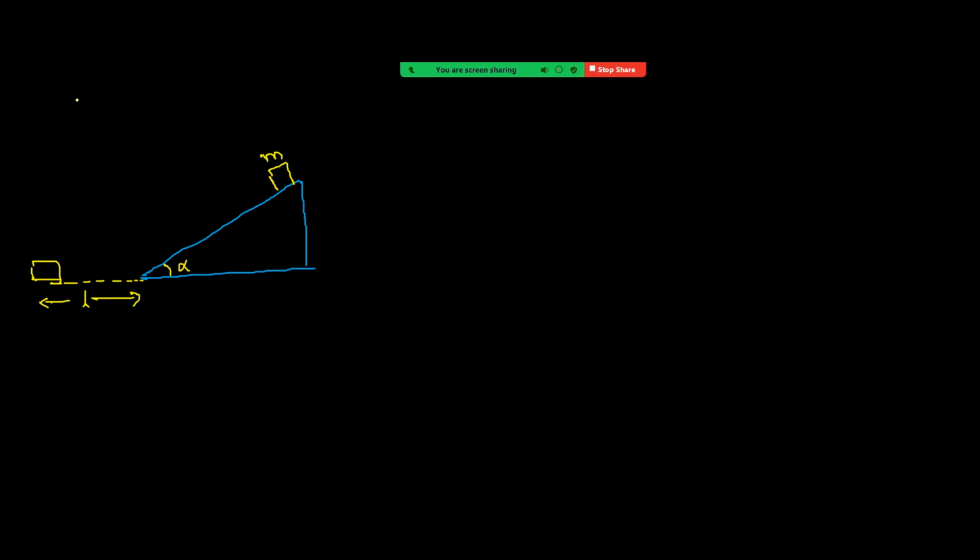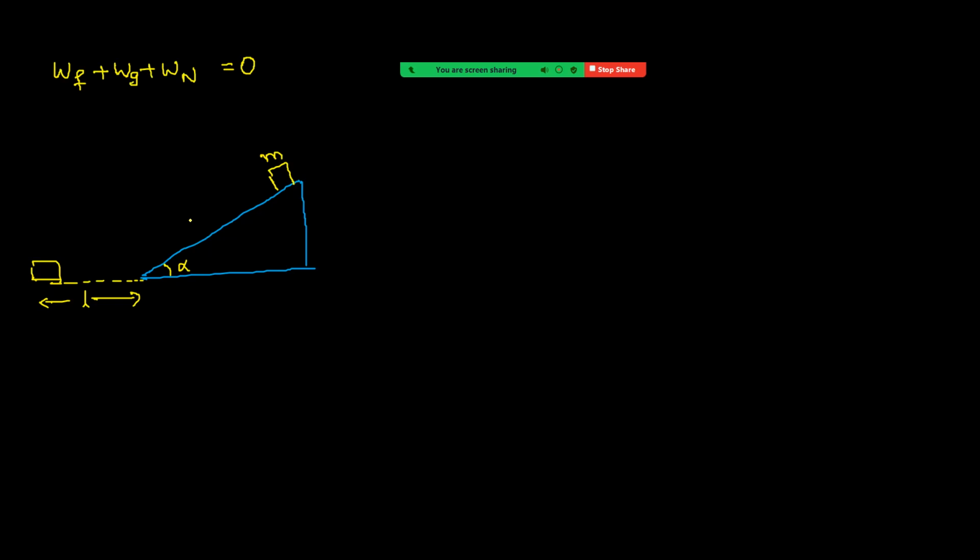So here the condition is that initially the block was at rest and finally the block comes to rest. Initially no speed, finally no speed. That means delta K equals 0. So I can write the work energy theorem: work done by frictional force, work done by gravitational force, work done by normal reaction. The total sum of these equals 0 because delta K equals 0, right?